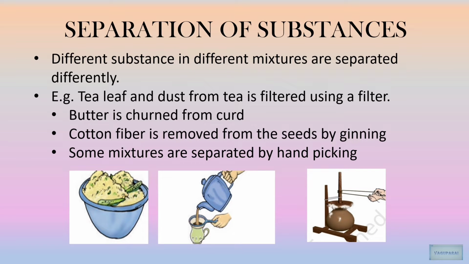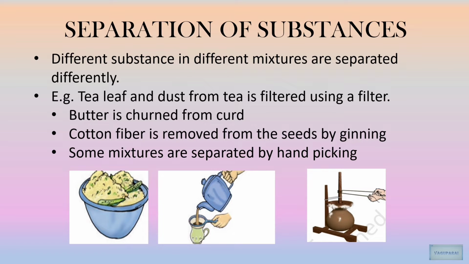The word mixture means two or more different substances put together. Now, that means if we want to separate the substances that are mixed together, we do separation in different ways for different mixtures. For example, let us take tea leaves and dust from tea. It is filtered using a filter, right?